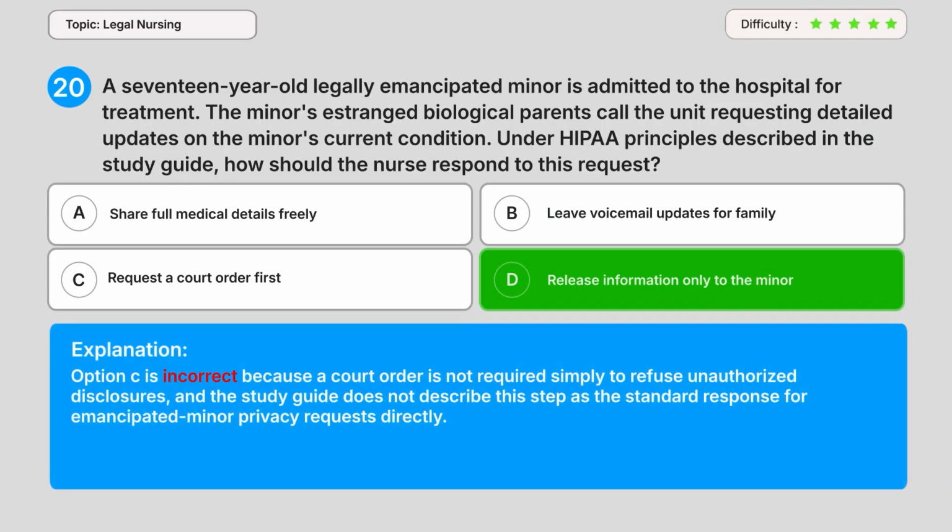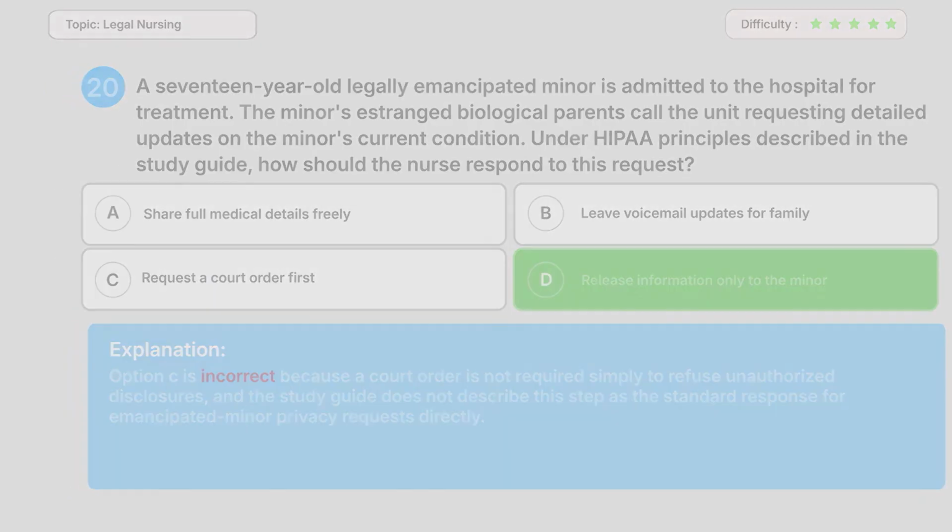Option C is incorrect, because a court order is not required simply to refuse unauthorized disclosures, and the study guide does not describe this step as the standard response for emancipated minor privacy requests directly.